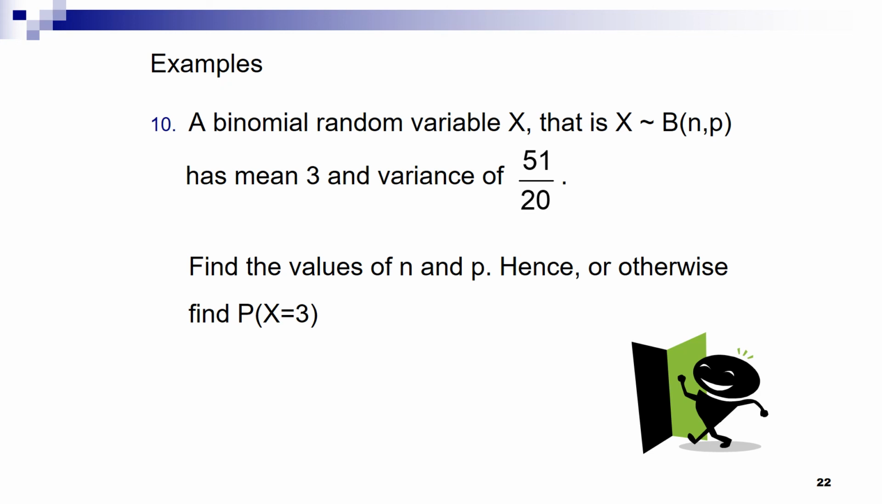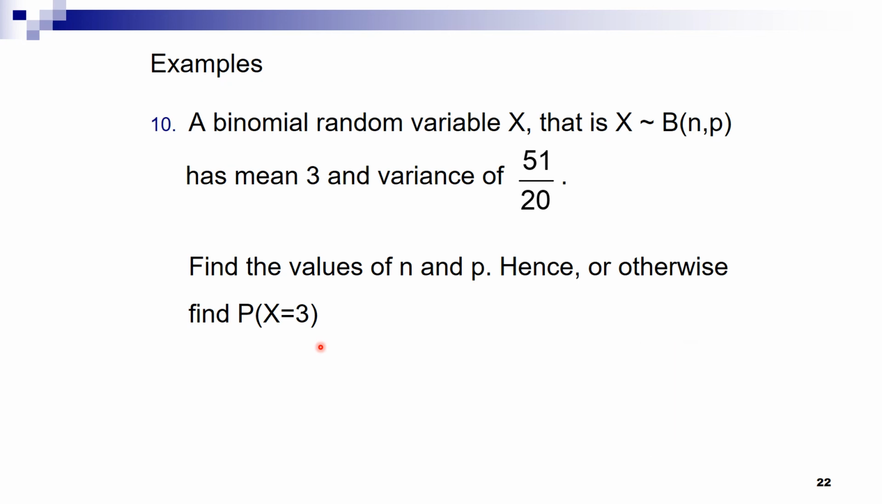Example 10. We have a binomial random variable x with parameters n, p, and the mean is given as 3 and the variance is given as 51/20. Find the values of n and p, hence or otherwise find P(X = 3). In the question, notice that we have the task word hence here. What does this mean? It means that you have to use the values of n and p obtained earlier to find P(X = 3).